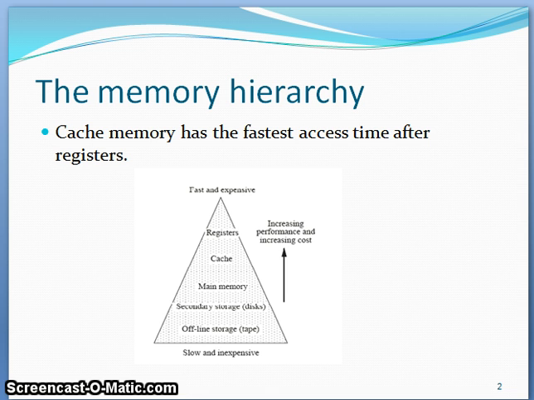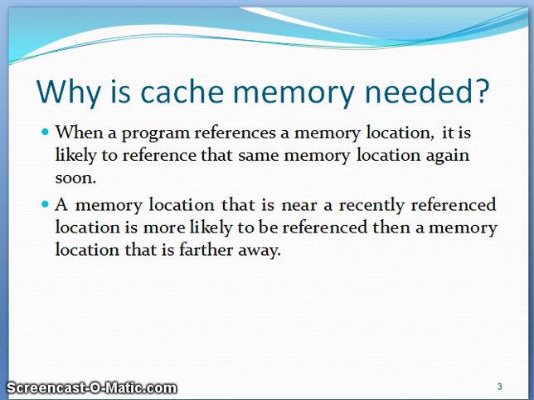As we know, the performance of memory increases in the upward direction as per cost and speed, and it decreases in the downward direction as per size and capacity. Now, where is cache memory required? When a program references a memory location, it is likely to reference that same memory location again soon. A memory location that is near a recently referenced location is more likely to be referenced than a memory location that is further away.